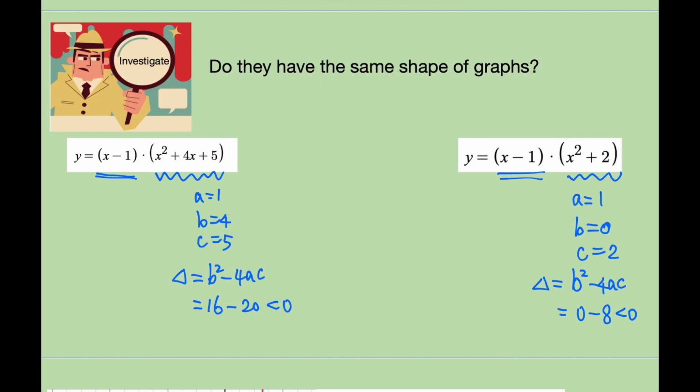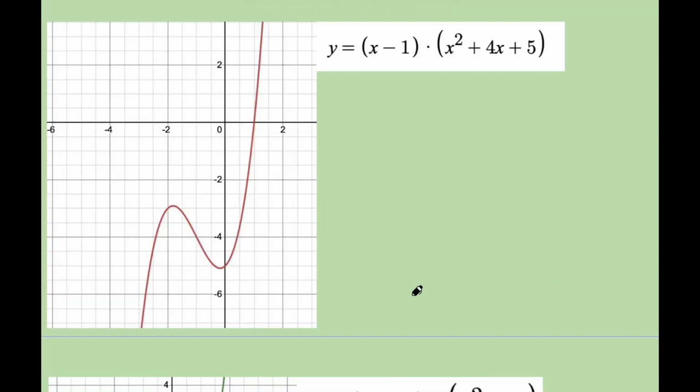Let's use technology to sketch these two graphs. For the first one, yes, this part climbing up and this part climbing up as well. That's why I call it climbing up double hills. The x-intercept is 1. There is only one x-intercept.